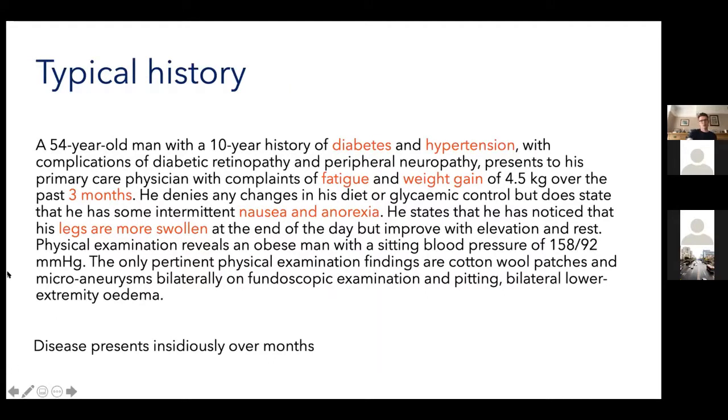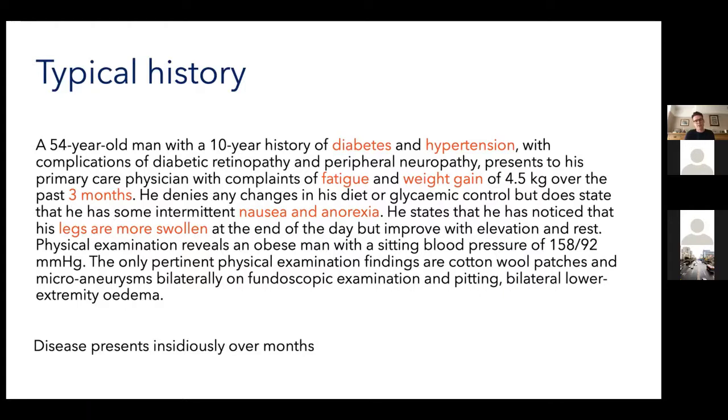All right, so thinking about exams and MCQs, this is a typical history of CKD. We've got a 54-year-old gentleman with a 10-year history of diabetes and hypertension, so our two risk factors. He's got complications with diabetic retinopathy and peripheral neuropathy, so he's not a very well-controlled diabetic. He's presented to his GP complaining of fatigue and weight gain. They're key symptoms of CKD. And he's had weight gain over 3 months. That's fluid overload.